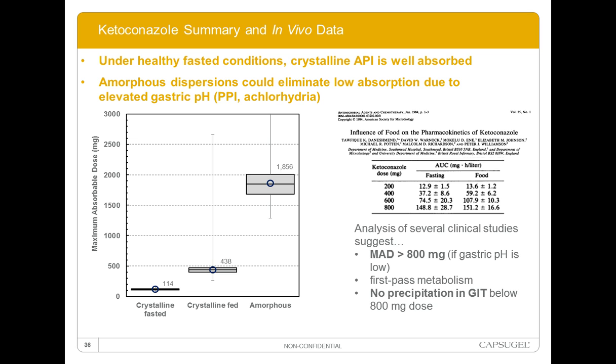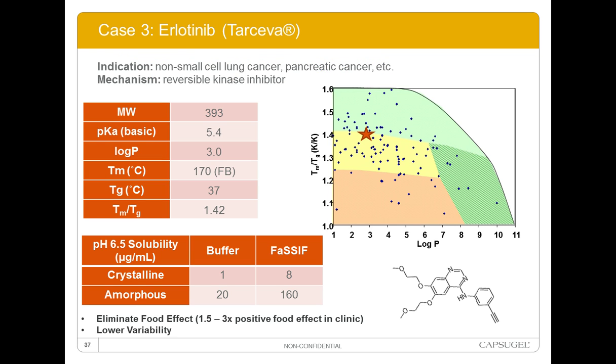And there appears to be no precipitation in the intestinal tract there, even for the crystalline drug dissolved in the stomach. However, we do see that the absorption is quite a bit lower for people who have elevated gastric pH, say, people who are taking a proton pump inhibitor. And so that's a case where an amorphous form of this compound could actually be very valuable by limiting the effects that an elevated gastric pH would have on absorption, and could be used to blunt that effect and to have high absorption in all populations.